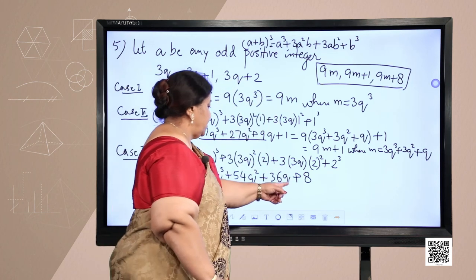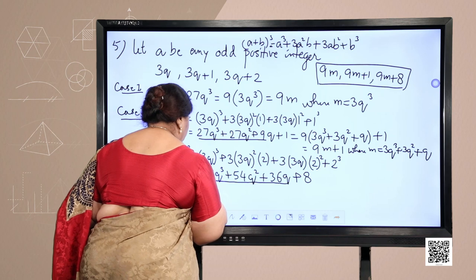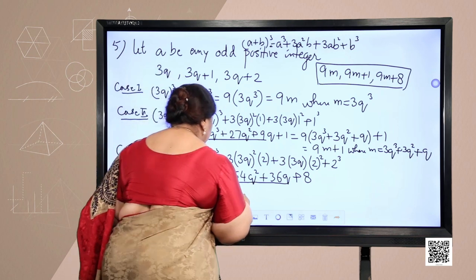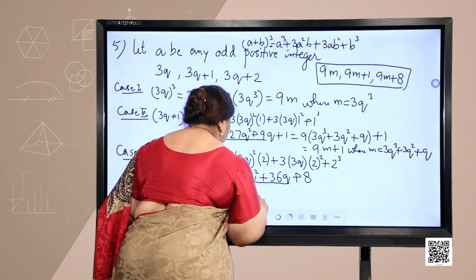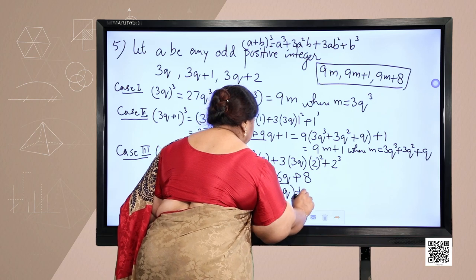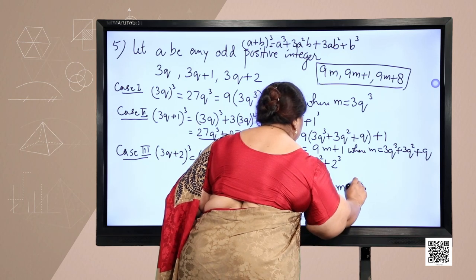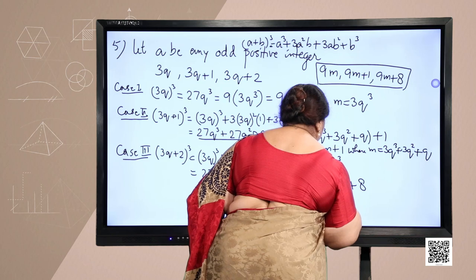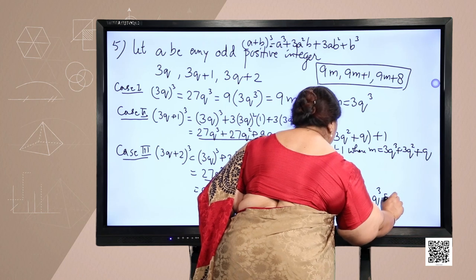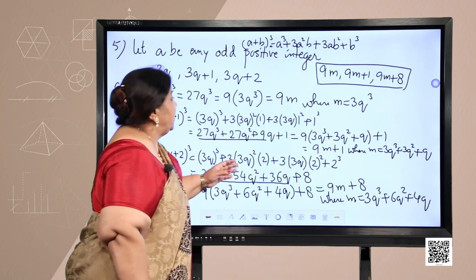Yes, 8 is coming. We have common 9 in these terms. So, I have 9, 3s are 27. So, it gives me 9 common, 3q cube plus 9 sixes are 54, so 6q square plus 9 fours are 36, q plus 8. So, I have expressed this also in the form 9m plus 8, where m is equal to 3q cube plus 6q square plus 4q.